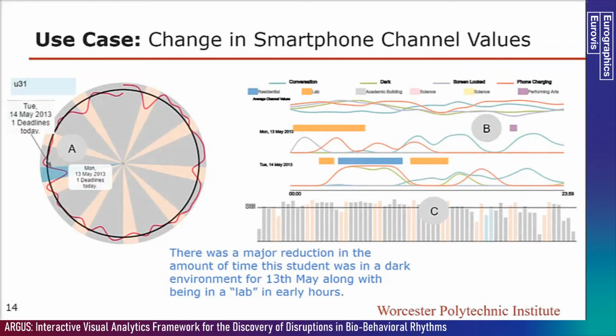The user may also want to see the types of changes that occur in sensor values during stressful times. The user can see major disruptions in the rhythm for May 13th and May 14th, both with deadlines. The student was in a lab in the early hours of May 13th with almost no time spent in a dark place, and they also only had a few hours in early night where the screen was continuously locked. On May 14th, they were in a residential place for some time in the early hours of the day where they were in a dark environment and had their phone charging. The user is able to contextualize this large disruption in objective sensor data by providing multiple levels of human understandable information, which can lead the user to a more complete picture.